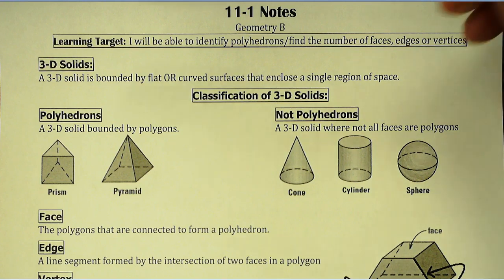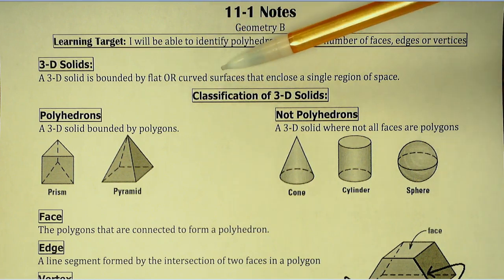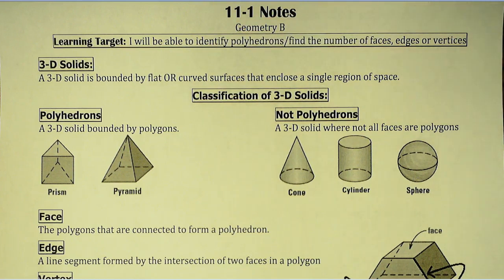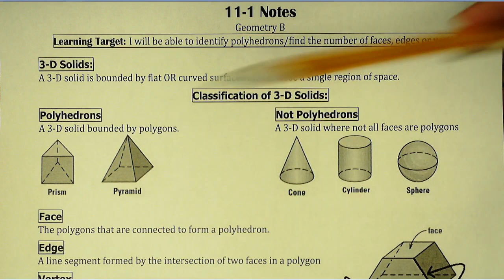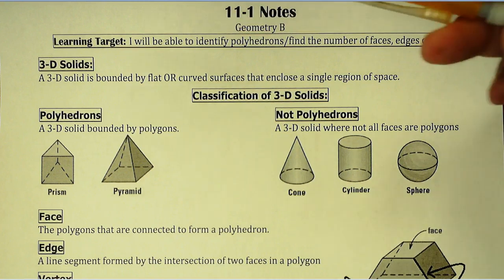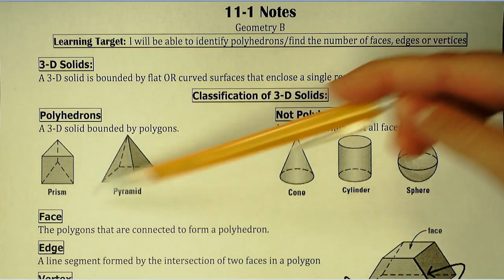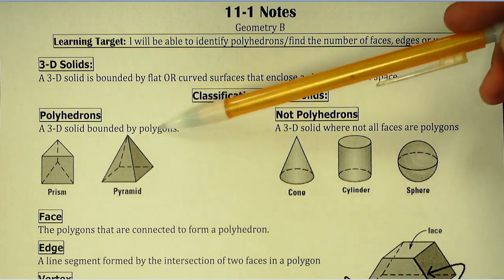Okay, so 3D solid, here's your definition. It's bounded by flat or curved surfaces that enclose a single region of space. Now there's kind of two different sets here. Most of what we're going to focus on today are going to be the polyhedrons. So there's two categories of polyhedrons, and I'm going to explain those below a little bit more clearly. Prisms and pyramids, but all the surfaces there are going to be polygons.